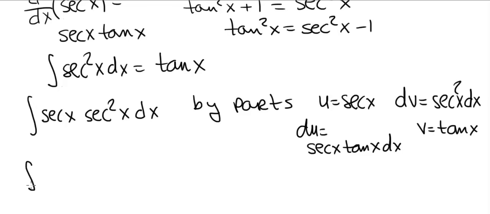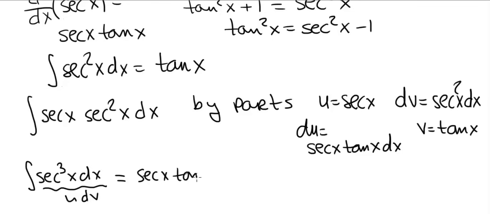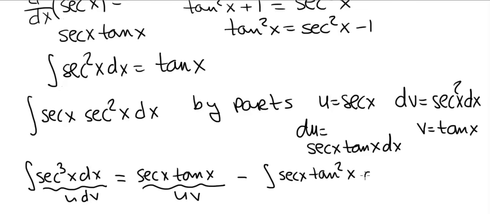We start then with this integral of secant cubed. That's our integral of u dv. It is equal to u times v, which is secant x times tangent x. We're just applying integration by parts, so this is u times v, minus the integral of v du. The integral of v du, we have secant tangent times tangent, so it becomes secant x times tangent squared x. So this integral here is the integral of v du.